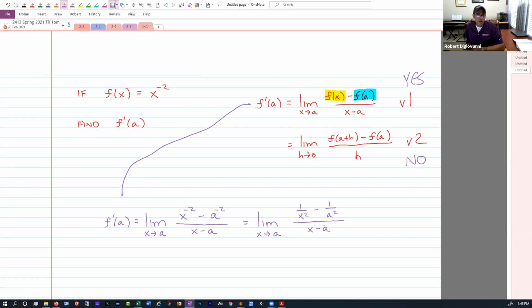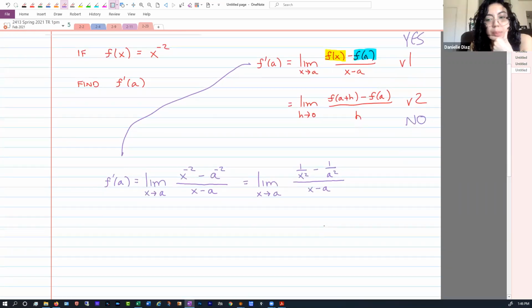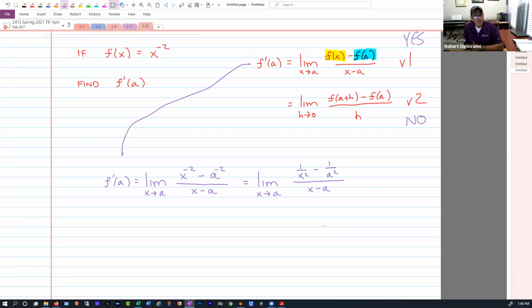So no conjugate here, right? Because you don't see any roots. So does anyone have an idea of how we could go about this? Would you like to have the top have a common denominator first before we do anything at all? I would like that, actually.